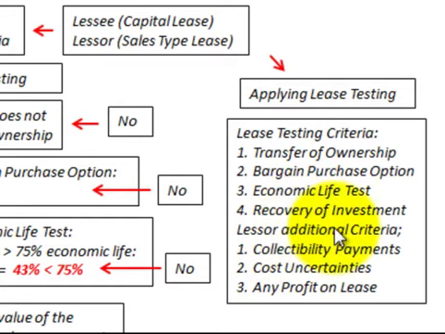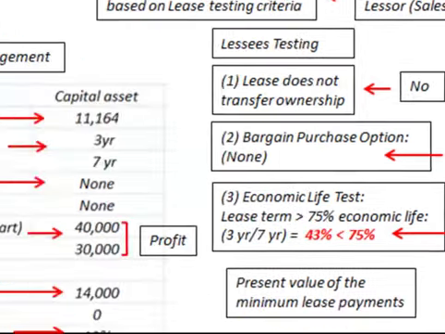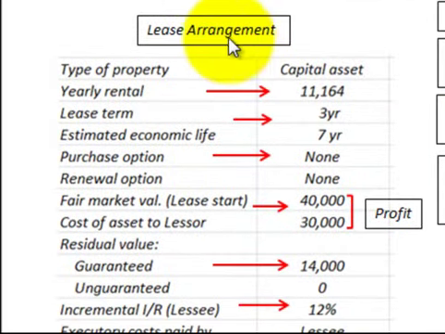And then for the lessor, there's additional criteria that has to be tested, and that would be the collectibility of payments, cost, any uncertain cost on this lease, and any profit on this lease. So for an example, let's look at our lease arrangement, and I'll just hit on the points that we're going to be involved with in our example.